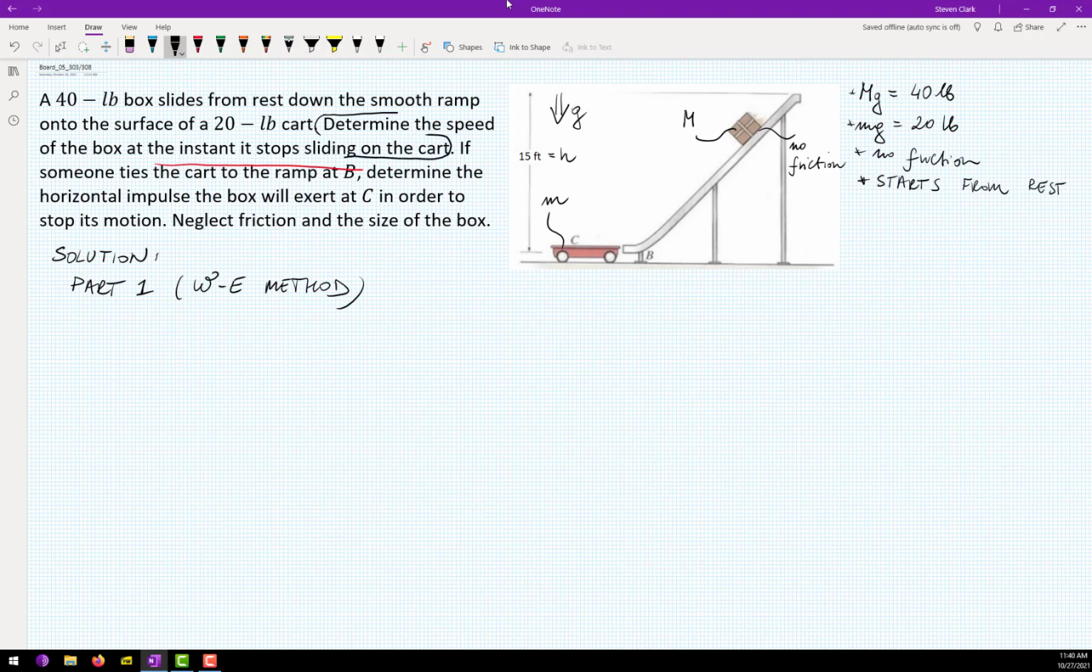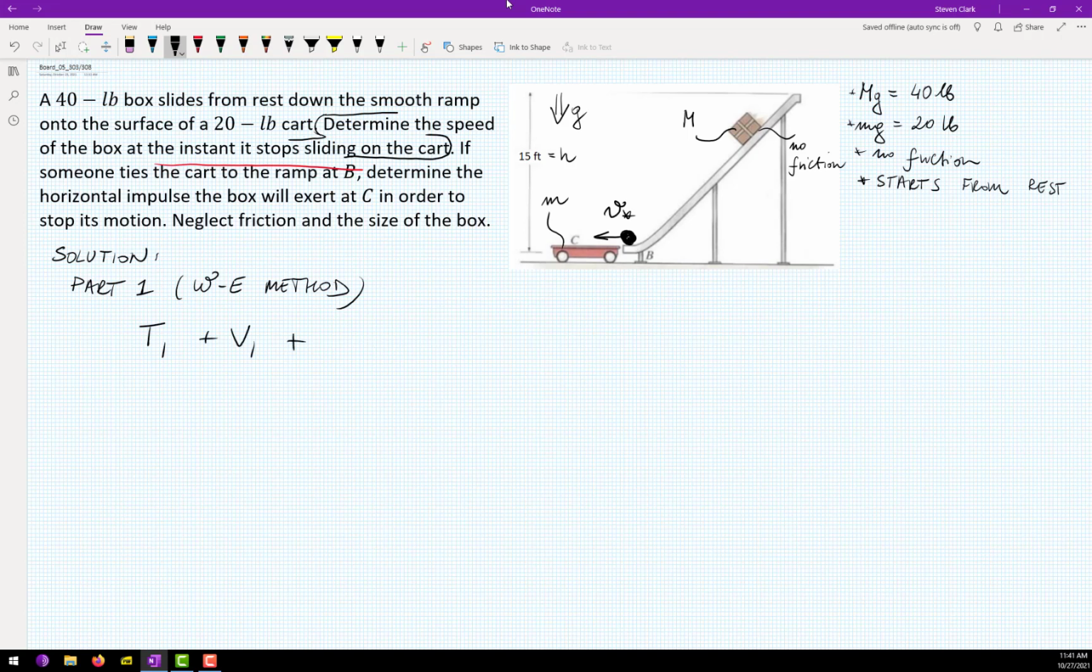Before we get to this part of the problem and the other part of the problem, we must solve the hidden problem part one, okay? So work energy method, yeah? What I want to do is figure out what velocity this body will have when it's here. I want to solve for V star, right before it enters the cart, okay? So I'm going to do the work energy method.